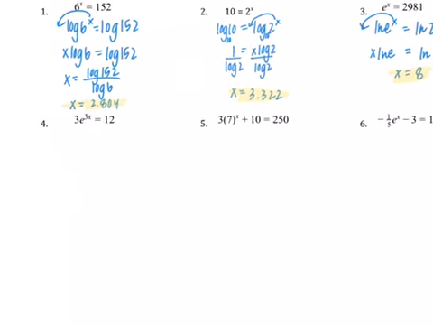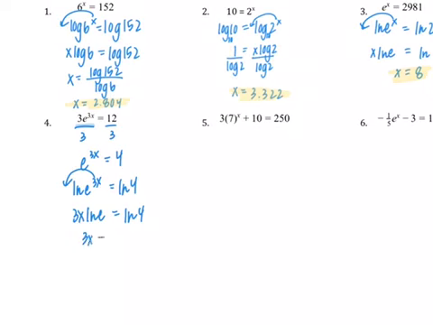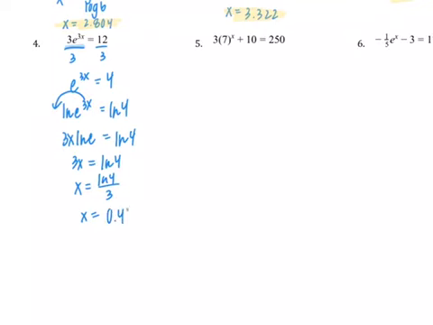All right, let's take a look at number 4. I'm going to go ahead and get the base by itself first this time, so I need to divide both sides by 3, which gives me e to the 3x power equals 4. And then I'm going to take the natural log of both sides because I see a base of e. I'm going to bring this 3x to the coefficient. I know that the natural log of e is just 1, so I've got 3x equals the natural log of 4, and x is just going to be natural log of 4 divided by 3, which is 0.462.